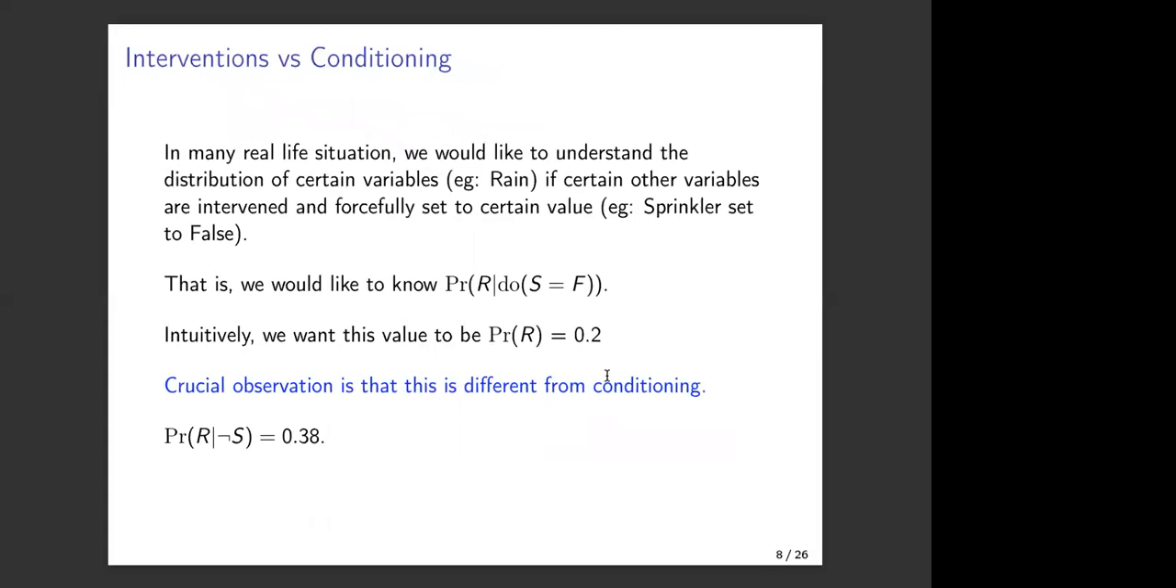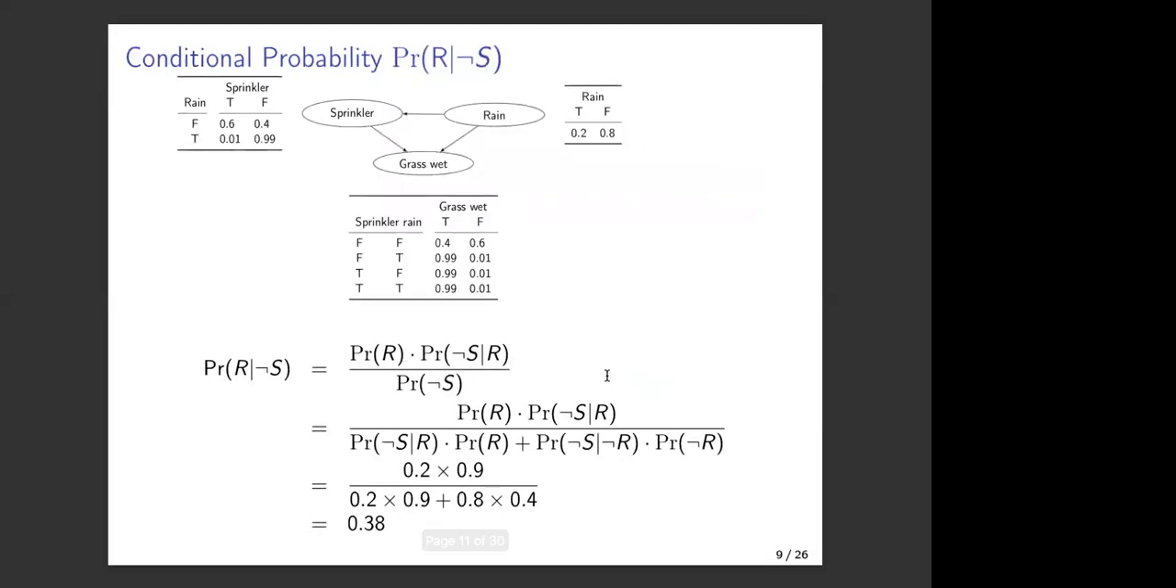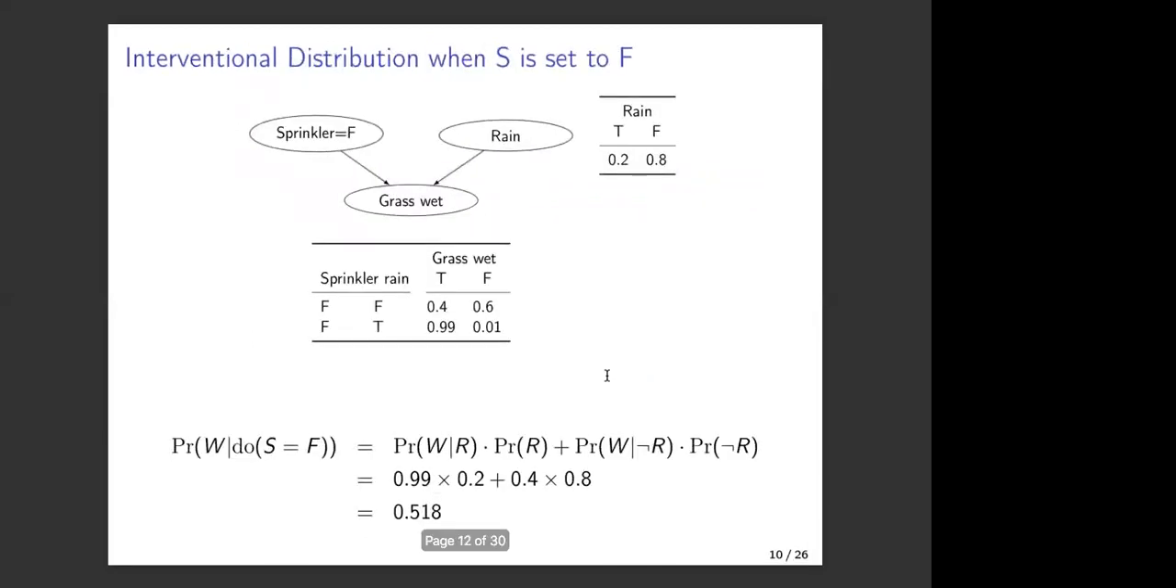We wanted that if you forcefully set your sprinkler to false, it shouldn't affect the rain. Rain should still have a probability of 0.2. So that's what we wanted to capture here in this interventional situation. And the way to do that is to consider this, call it the truncated base net, so to say.